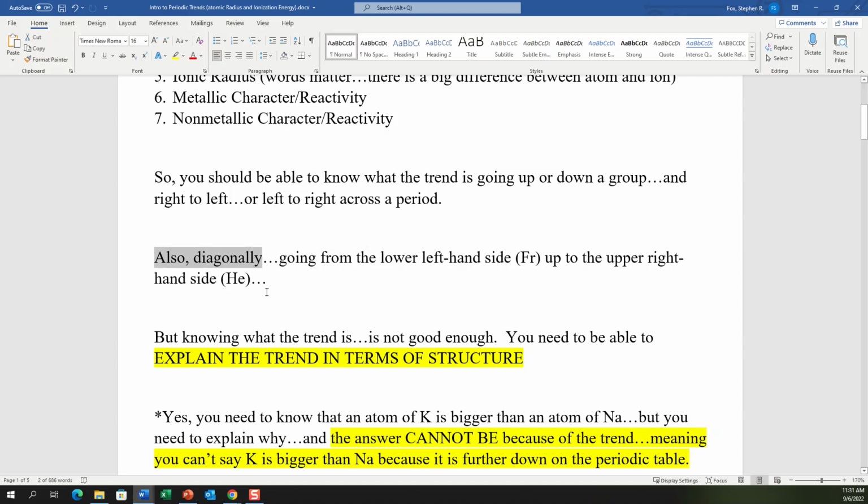And so you also want to kind of know it diagonal. I get this all mixed up because of Harry Potter now. Diagon Alley.